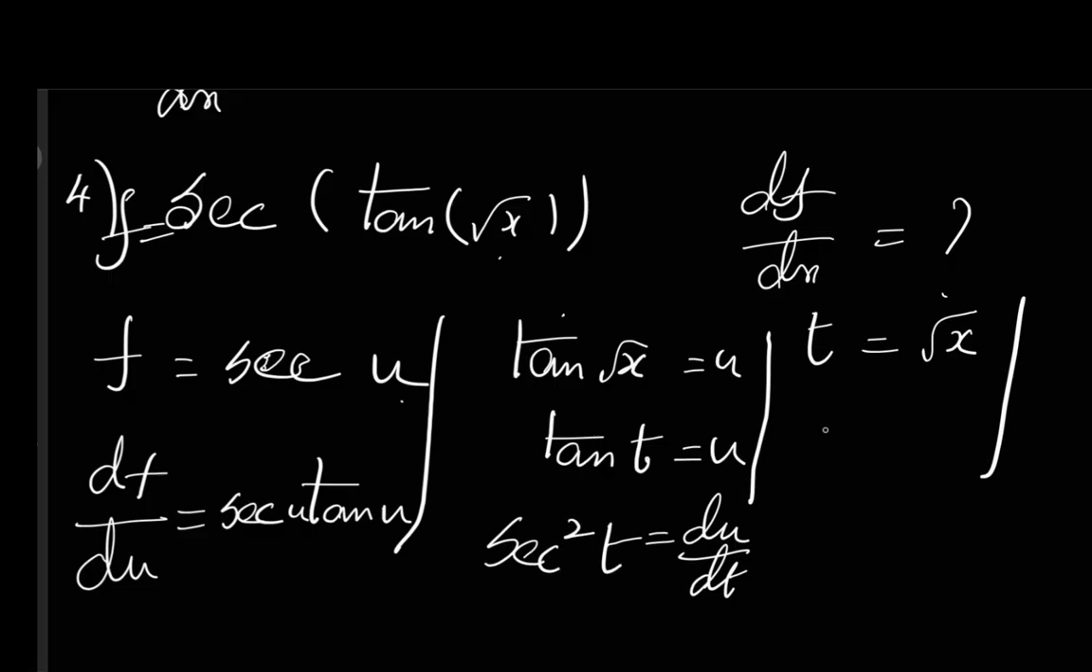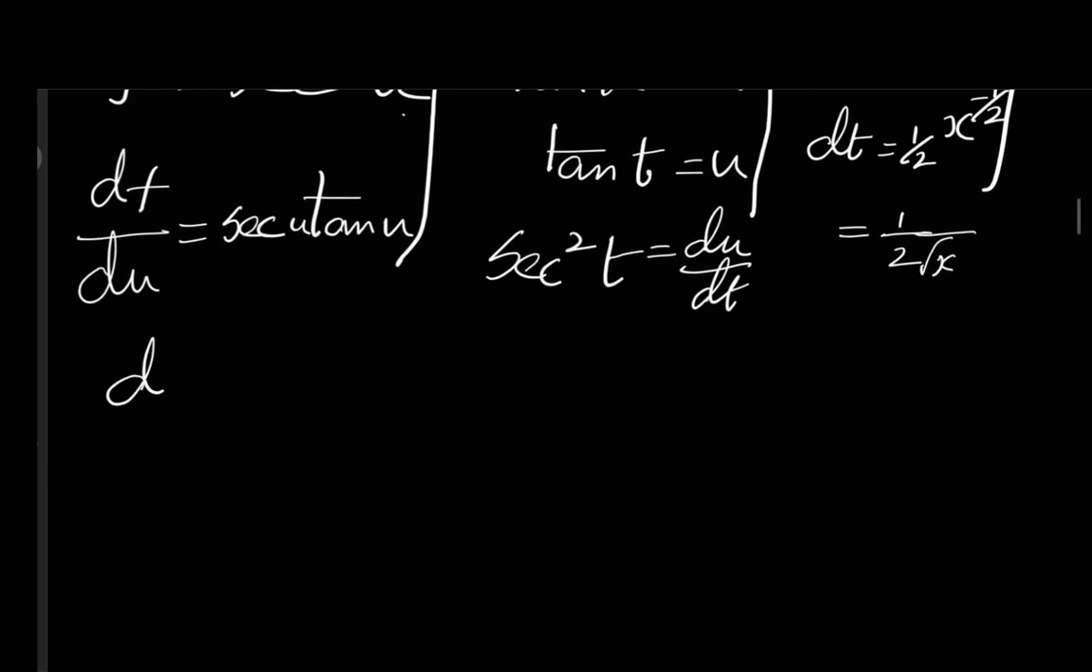And t is a function of x. So dt by dx: t is x power half, so bring the half in front, then x power half minus 1. Half minus 1 is minus half, which is 1 by root x. So dt by dx is 1 by 2 root x.